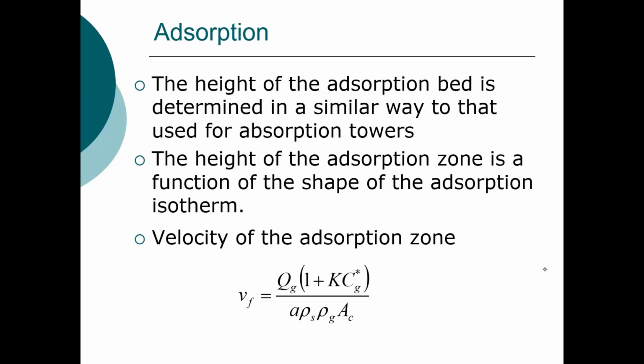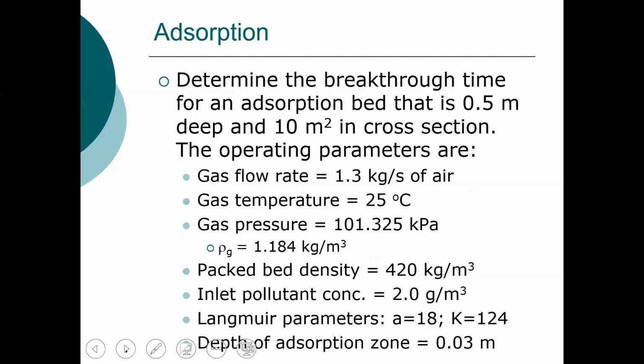The velocity of the adsorption zone can be determined using this equation here. So it's using the parameters from the Langmuir isotherm. So the K and the A are from the Langmuir isotherm. And then it's using the gas flow rate, the influent concentration of the gas, cross-sectional area of your column, and then the density of the solid adsorbent and the density of the gas. So we'll work a problem looking at this.